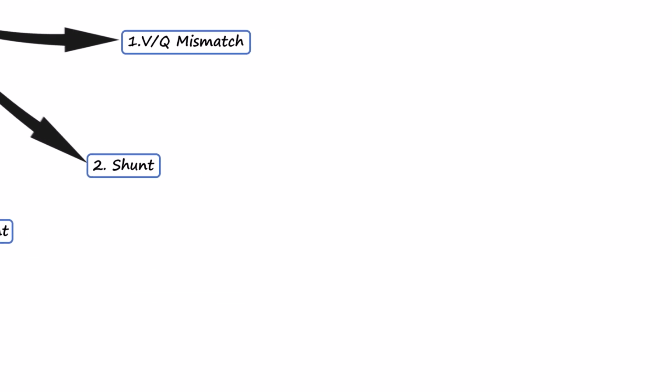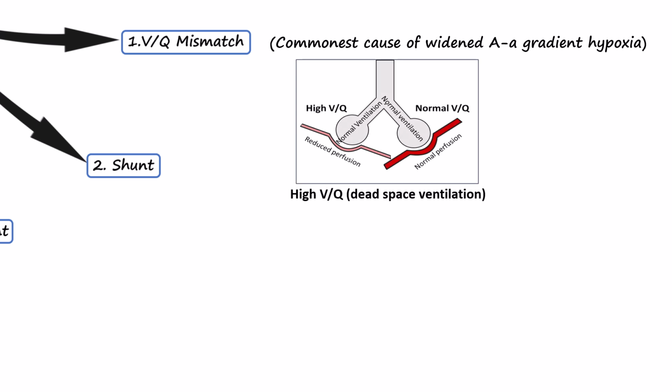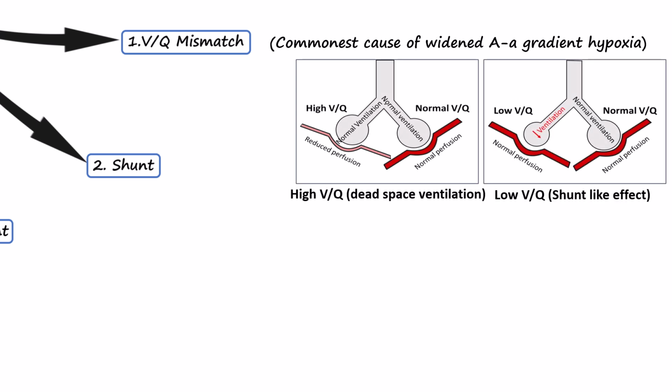VQ mismatch is the most common cause of widened AA gradient hypoxemia. It occurs when some lung regions receive ventilation without perfusion or perfusion without ventilation. The overall lung has areas with VQ ratios that are either too high or too low, reducing gas exchange efficiency. In COPD with significant airway obstruction, such as in chronic bronchitis, there is reduced ventilation in some areas of the lung while blood flow may still be present, leading to a low VQ ratio. This results in blood passing through alveoli that cannot properly oxygenate it, leading to hypoxemia.